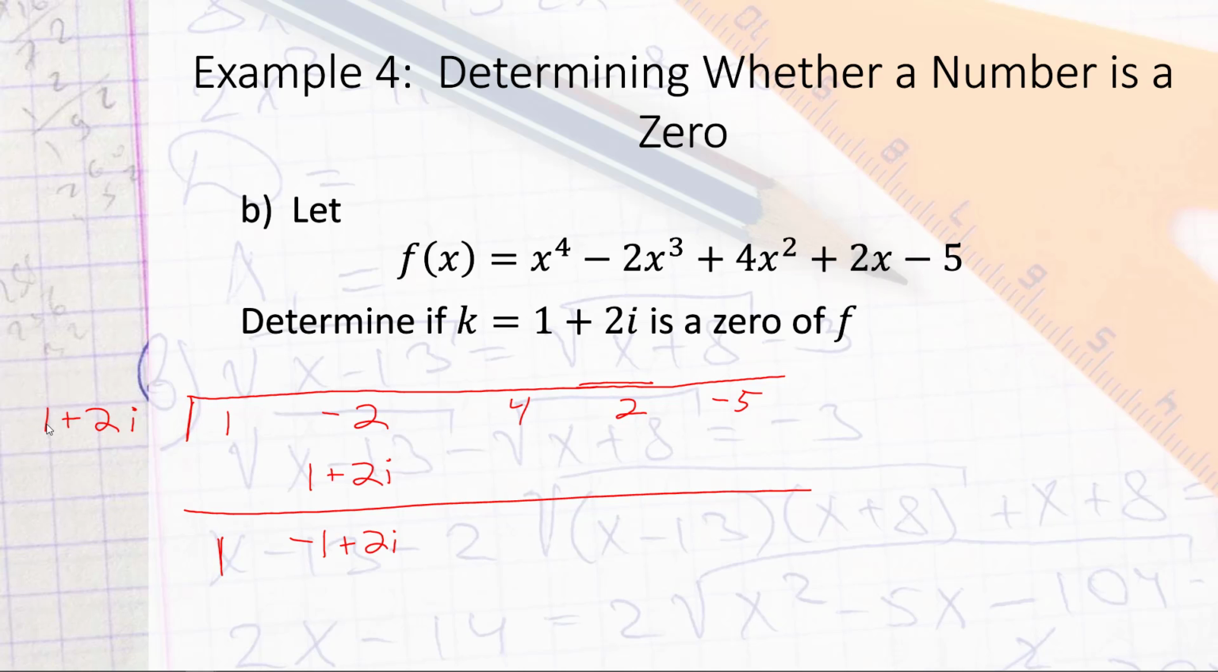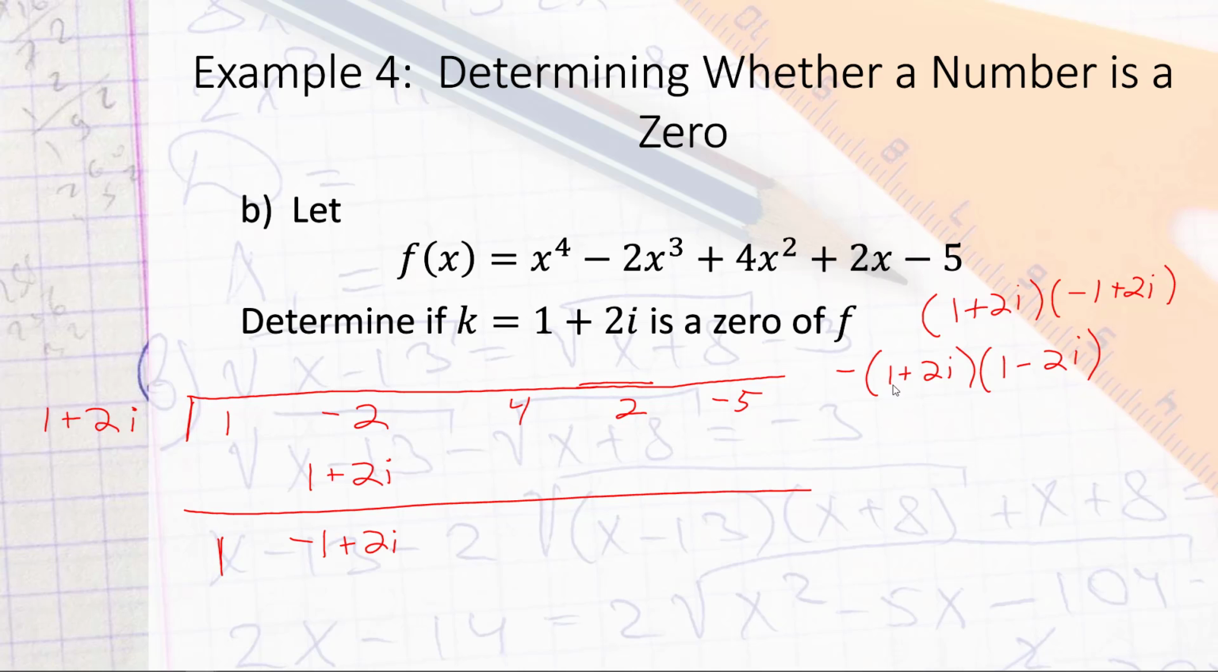Okay, now I need to multiply 1 plus 2i times negative 1 plus 2i. So let me do that over here. That will be 1 plus 2i times negative 1 plus 2i. Now I can factor out that negative 1, and if I do, I will have negative 1 times 1 minus 2i. I'm taking the negative from here, so the negative of negative 1 is 1. The negative of positive 2i is minus 2i.